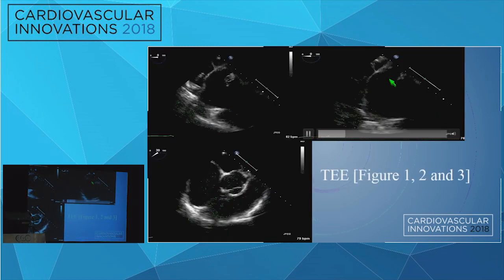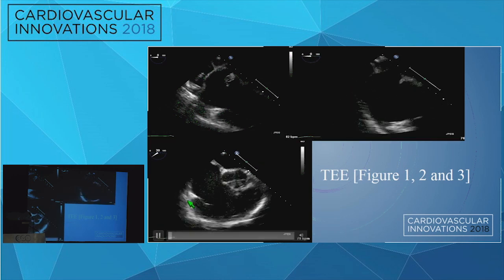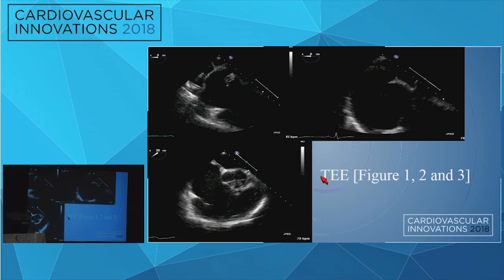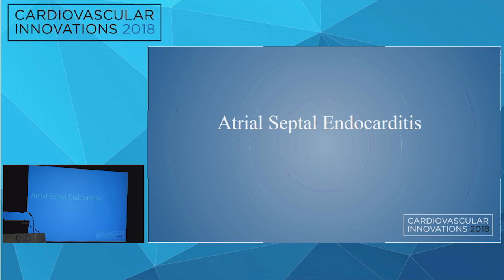So there is some decrease in the size of the vegetation with antibiotics as well. And that's for the third one, which he had one month after discharge from the hospital. So almost complete resolution of the vegetation. So what is atrial septal endocarditis?